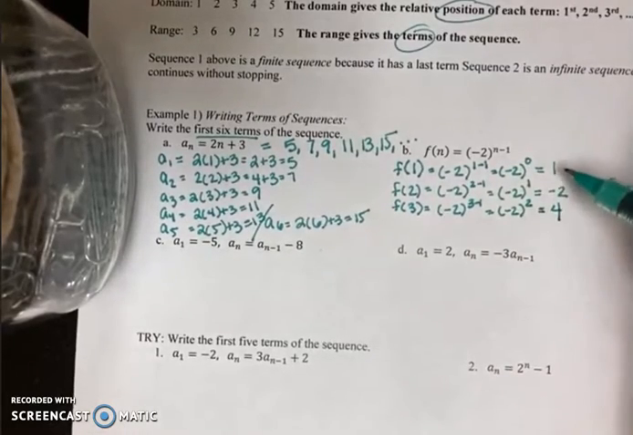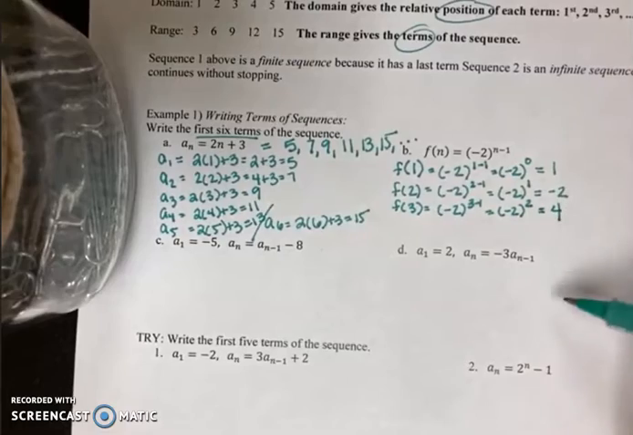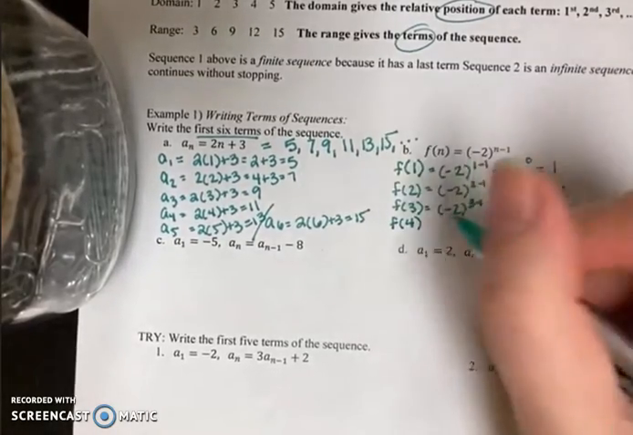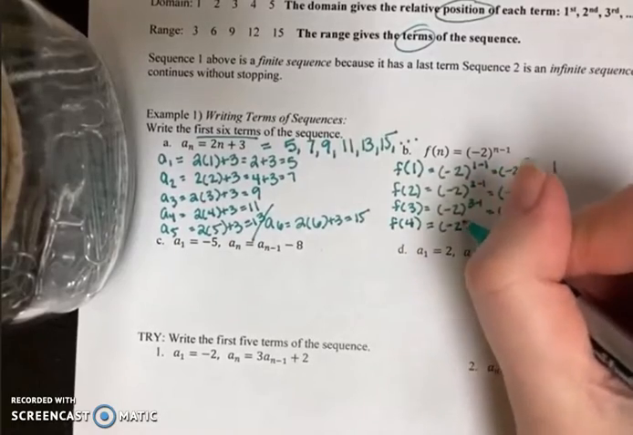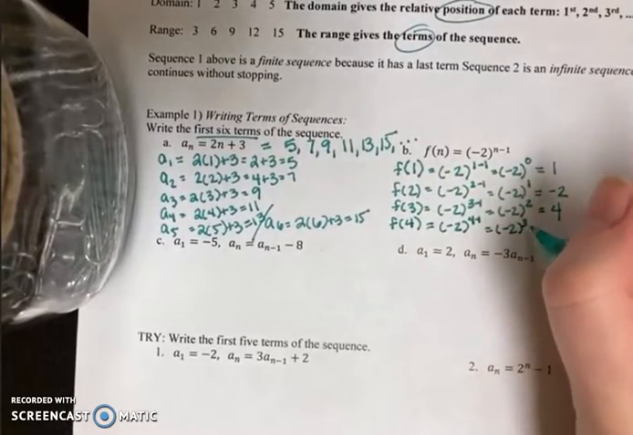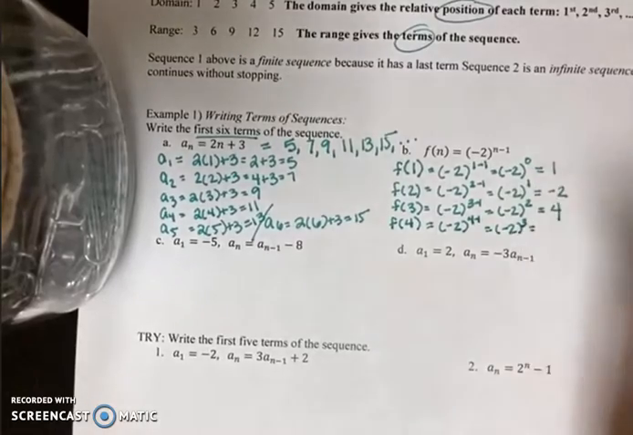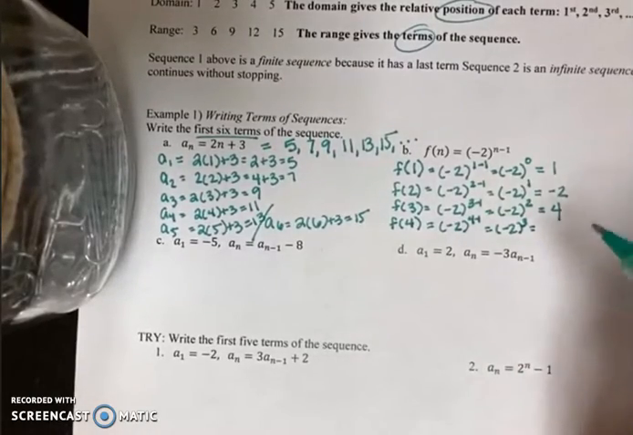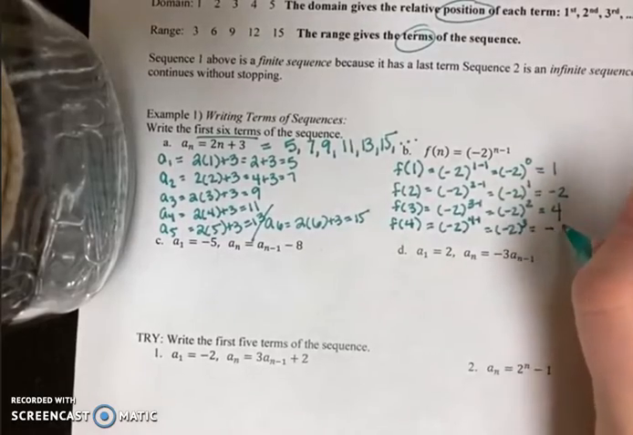So far we can see we have positive, negative, positive. That means our next term is probably going to be negative. F of 4 is negative 2 to the 4 minus 1, or that's negative 2 cubed. Negative 2 times itself 3 times, so negative 2 times negative 2 is a positive 4, times negative 2 is a negative 8.